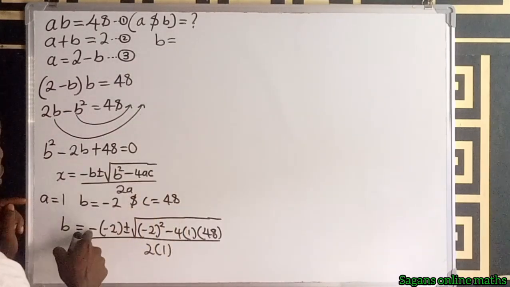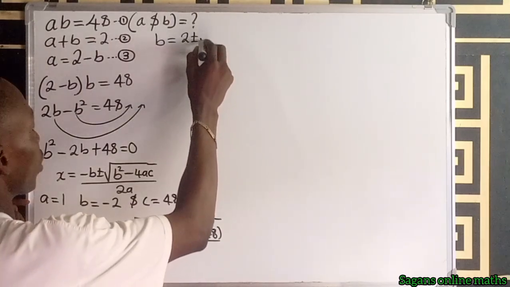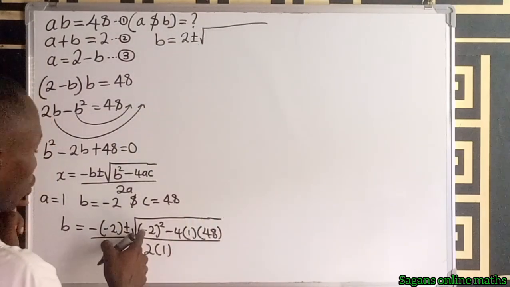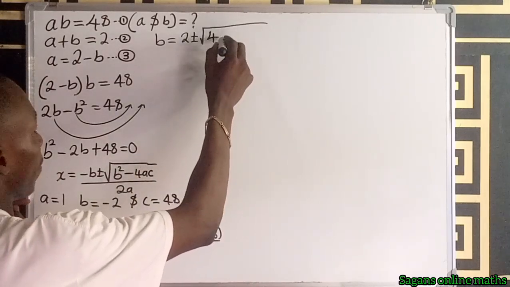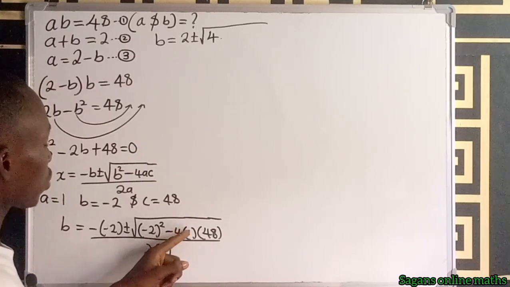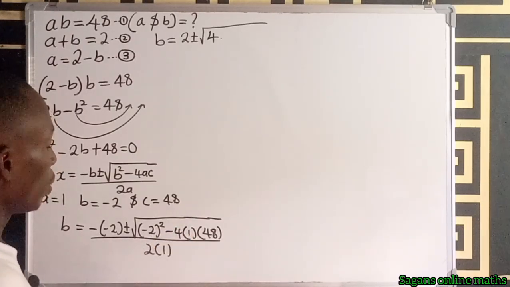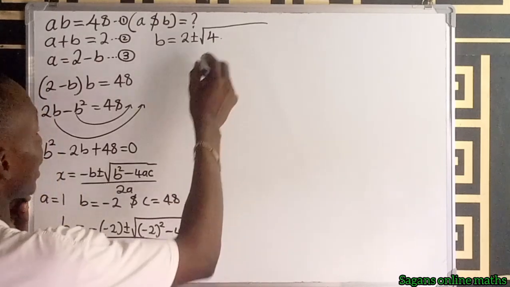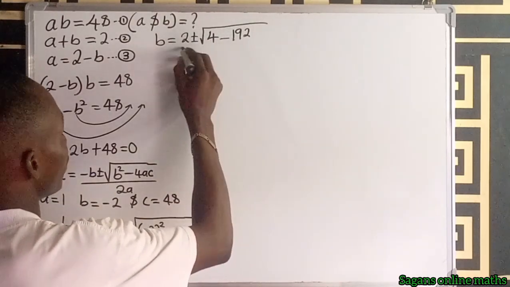So our B will be equal to, minus times minus is plus, so positive 2, plus or minus the square root of minus 2 all squared, which is 4, minus 4 times 1, which is 4. Minus 4 times 48 will give us minus 192, all divided by 2.